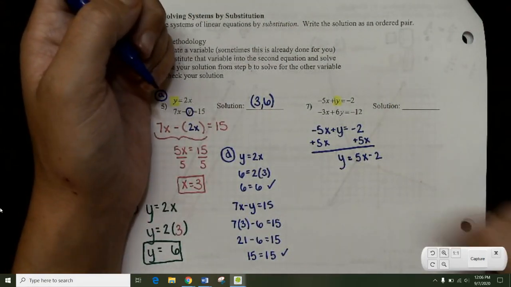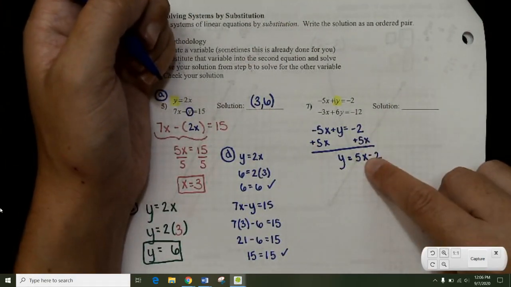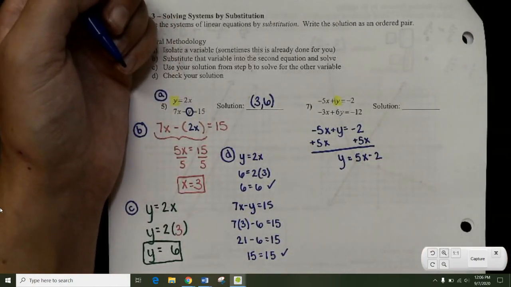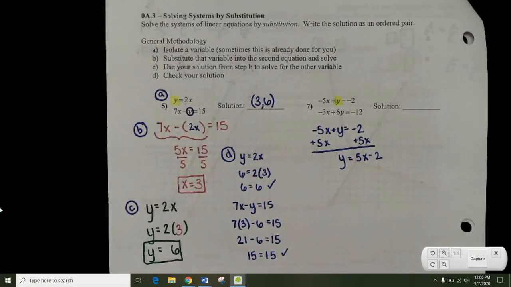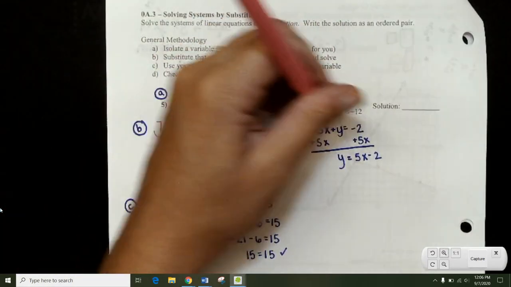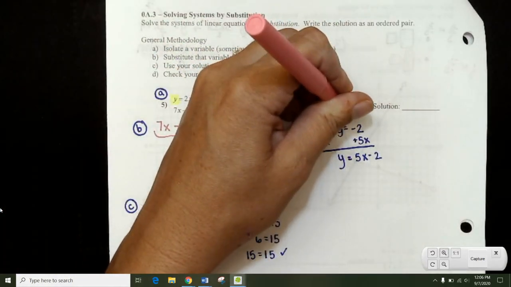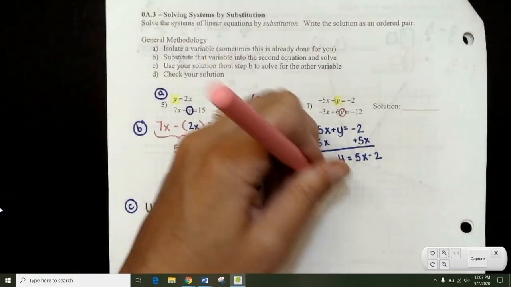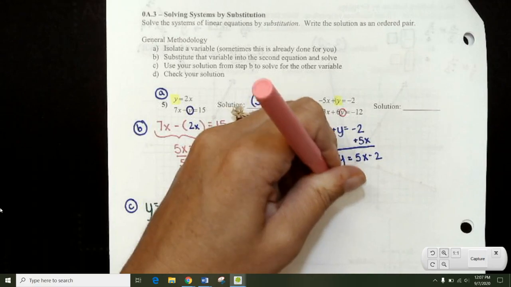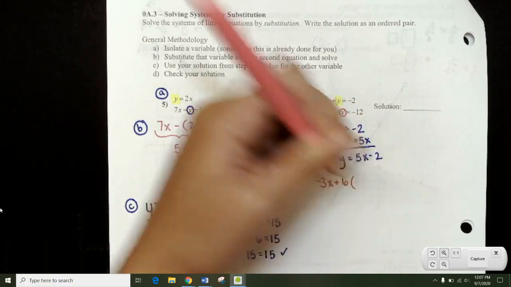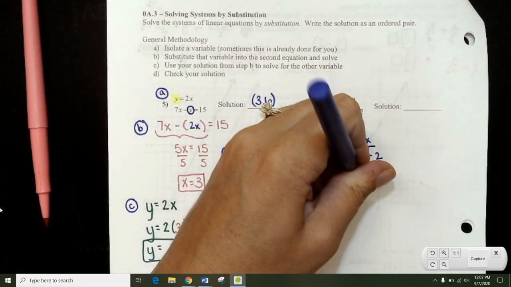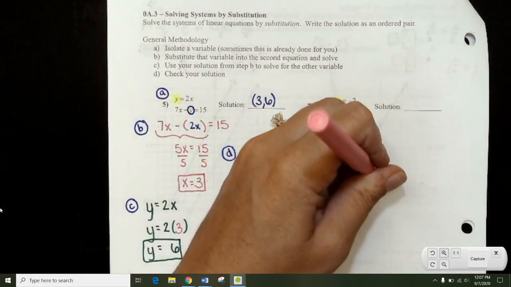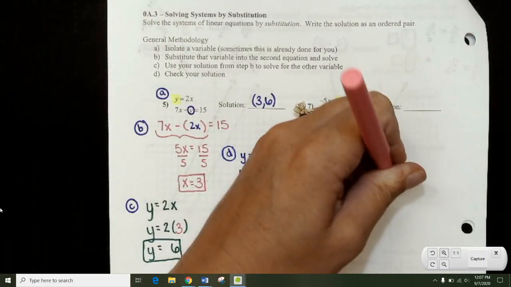I could also have negative 2 plus 5x. I just always like to have my x in front of my numbers. So now that I know y equals 5x minus 2, I can take this second equation and plug it in for that y there. So negative 3x plus 6, now instead of y, I'm writing 5x minus 2, equals negative 12.